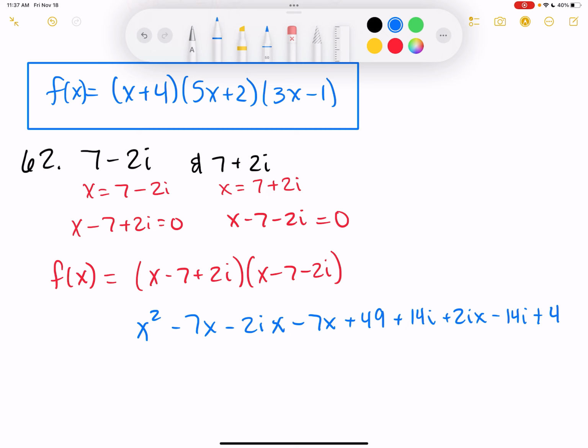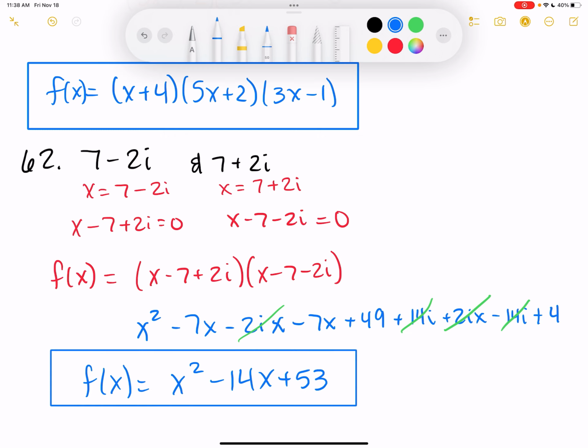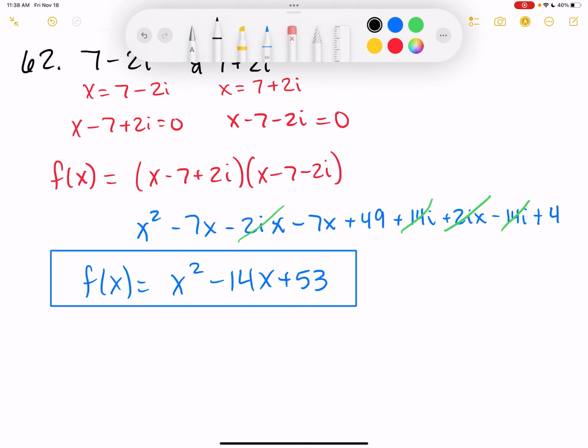So then I'm going to cancel anything that can cancel. Minus 2ix cancels with the positive 2ix. 14i's cancel. So basically, you want to get rid of all the i's. That's what should happen when you do this. So then simplifying it, f of x equals x squared minus 14x plus 53. One more, and that's the last thing we're doing.